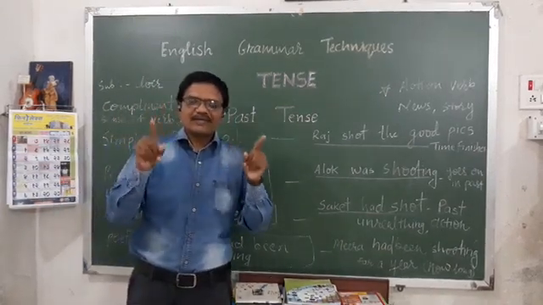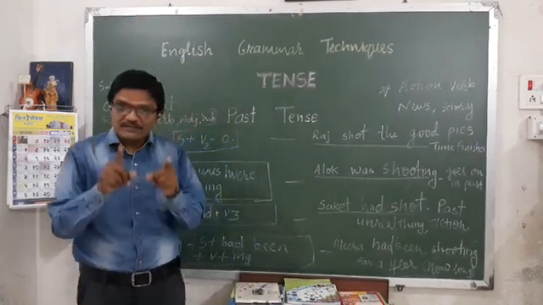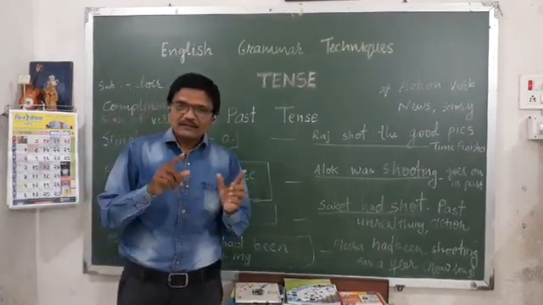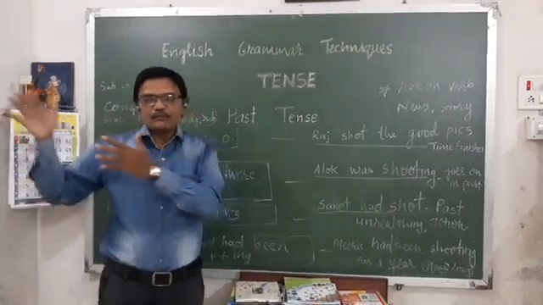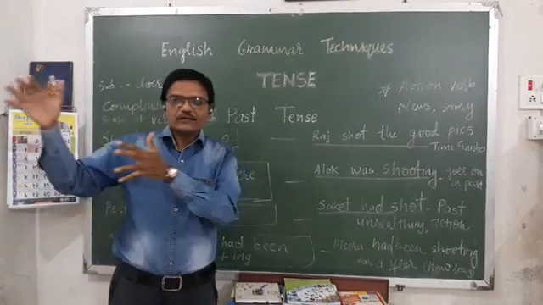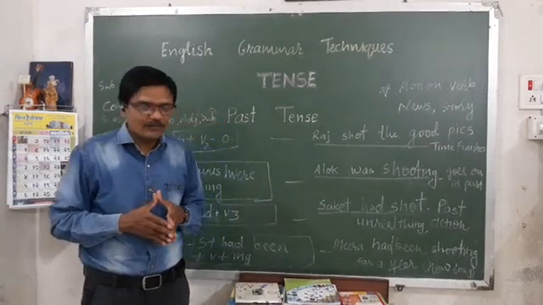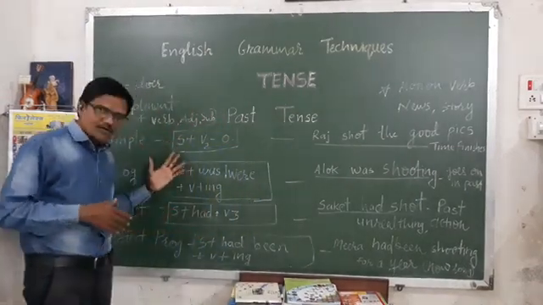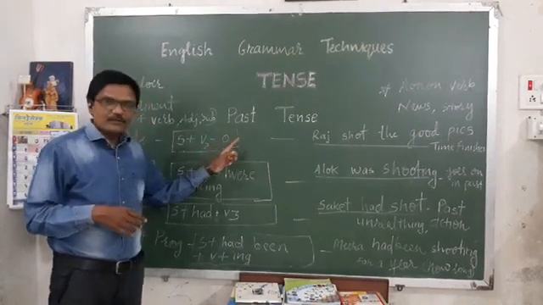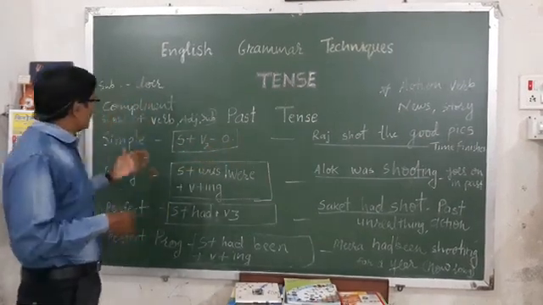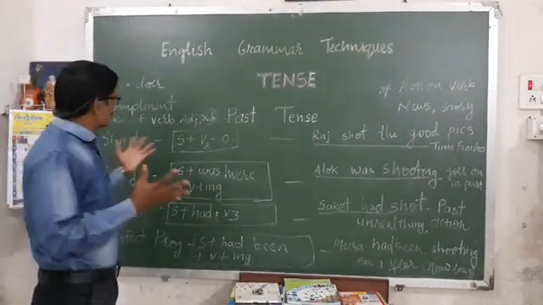Come, came, come. Came is a second form. Came is a past tense form. Bring, brought, brought. Go, went, gone. Gone is the past participle, but went is the past tense form. So this is the structure: subject plus past tense form, and the remaining part is the object or complement of the verb, complement of the subject. What is complement?